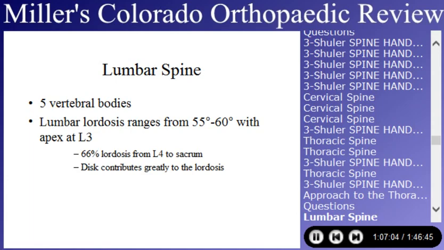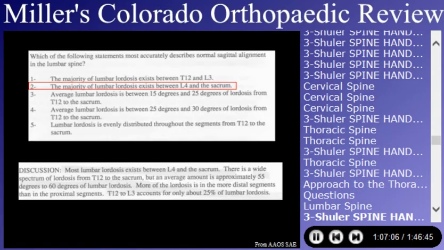Okay? Test question: which of the following statements most accurately describes the normal sagittal alignment of the lumbar spine? I just said where the majority of lumbar lordosis exists. Between L4 and the sacrum.